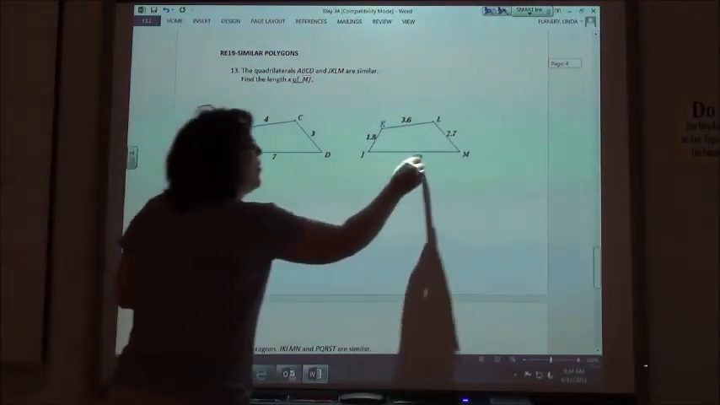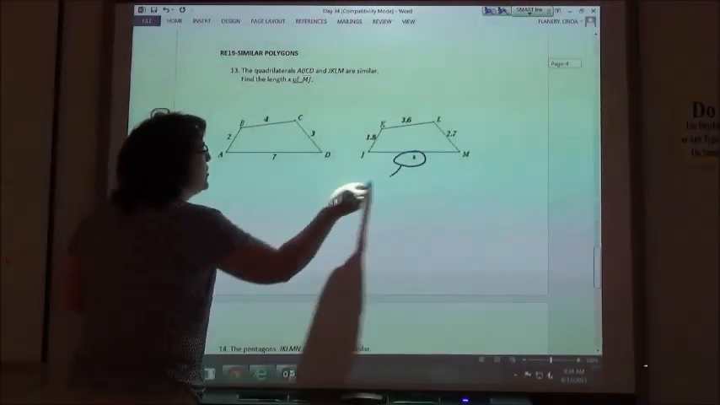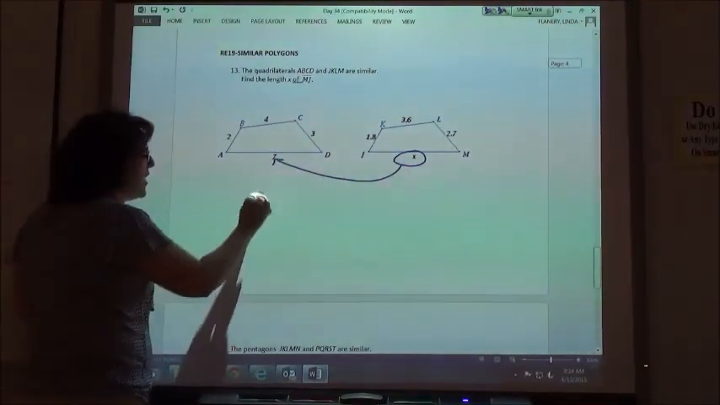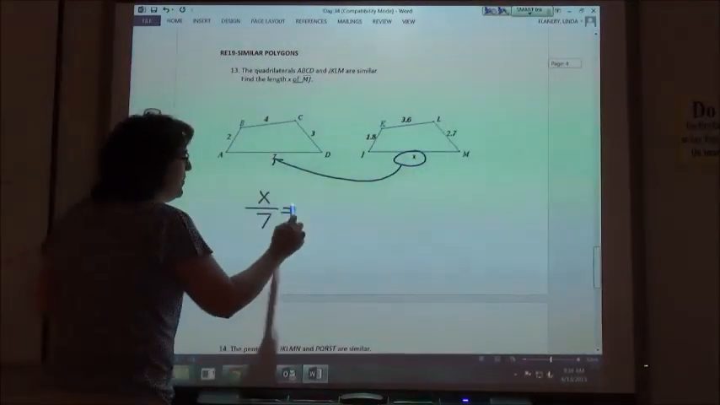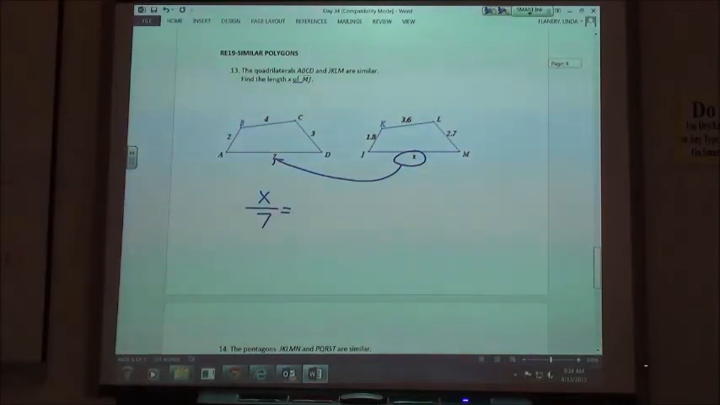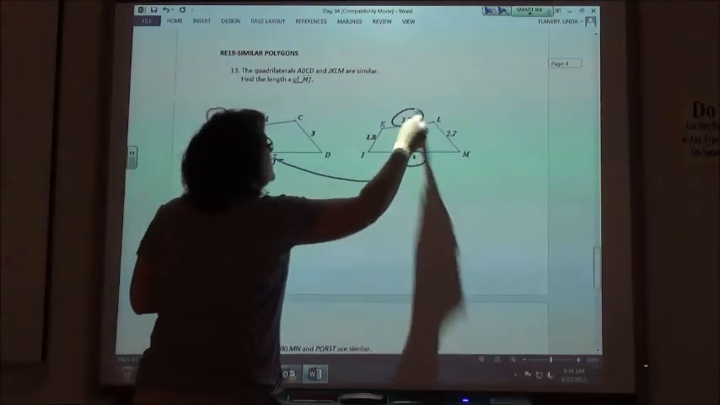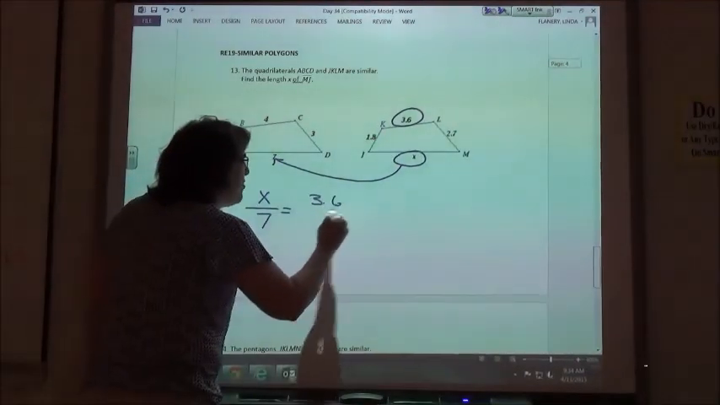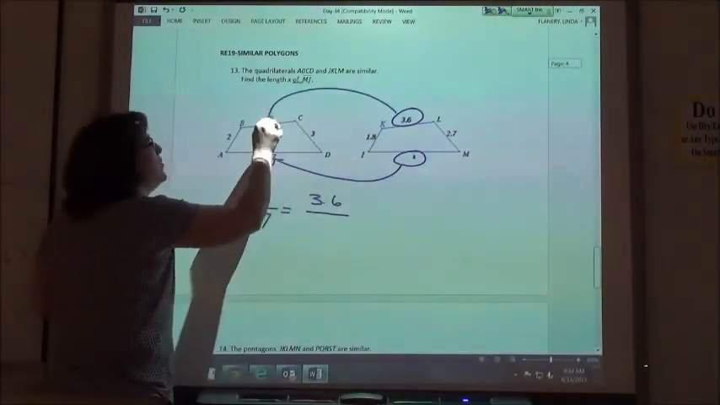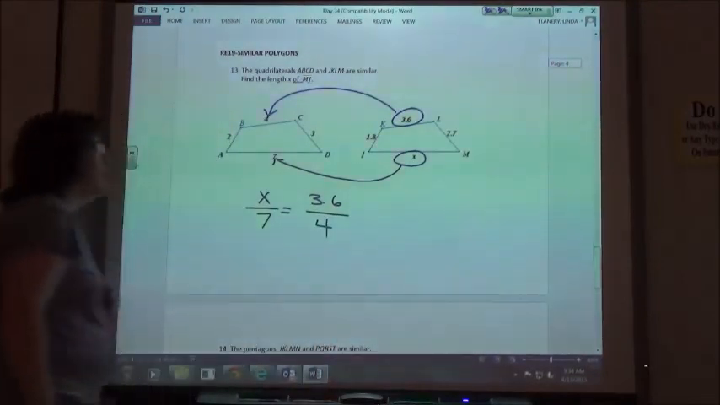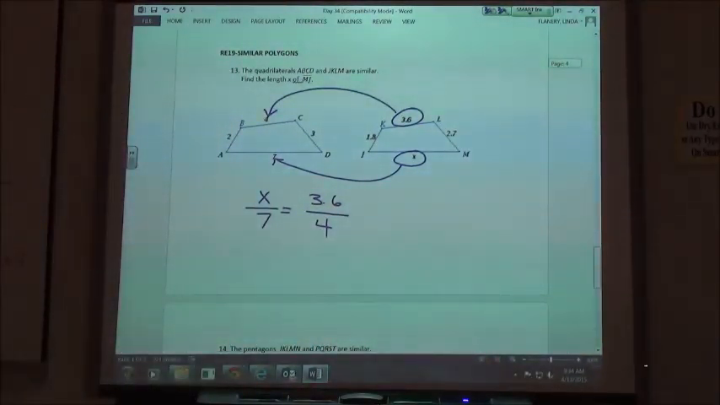Starting here, we're looking for x. Well, the x corresponds to the 7 on the other shape, so we would say x over 7. On the other rate, you can use any of the sides on the same shape of the x. It doesn't matter which one you pick. I'm going to just pick the 3.6 because it's easy to draw on. The 3.6 corresponds to the 4. And so if x corresponds to 7 and 3.6 corresponds to 4, again, we have our proportion and we can just cross multiply to solve.